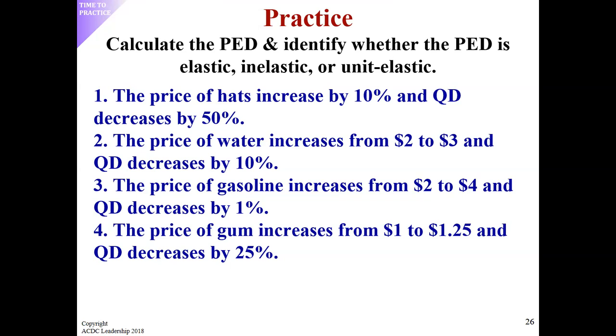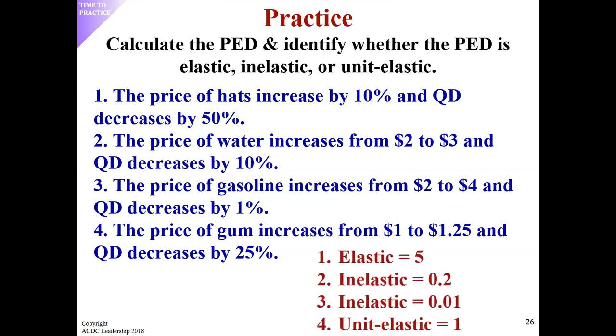Good. Yeah, I'll flash up the answers. All right. So there's 1, 2, 3, 4. First one. Who wants to just walk us through the first one? 50 over 10, which is 5. Greater than 1 says elastic. Okay. So the percentage change in quantity demanded was 50%, the percentage change in price is 10, and it gives you 5. 5 is greater than 1, so it's elastic.